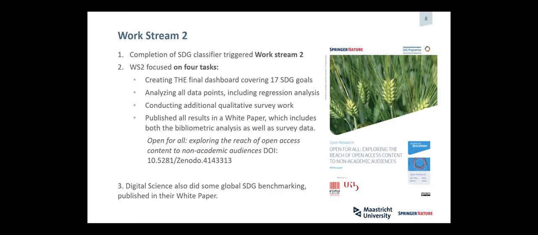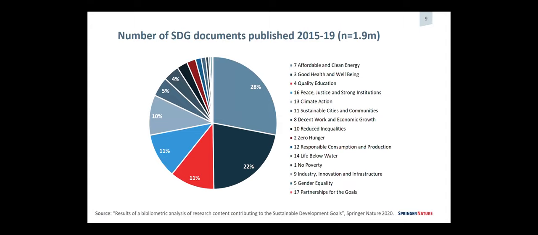Whilst the initial analysis focused on the Netherlands, I'd like to share today a few data points from the global SDG publication data. This slide shows the number of SDG relevant documents published between 2015 and 19 across all goals, all countries, all publishers, here expressed as a percentage. In total, our algorithm had assessed some 20 million items published during this timeframe, from which 1.9 million, or around 8%, were classified as SDG relevant.